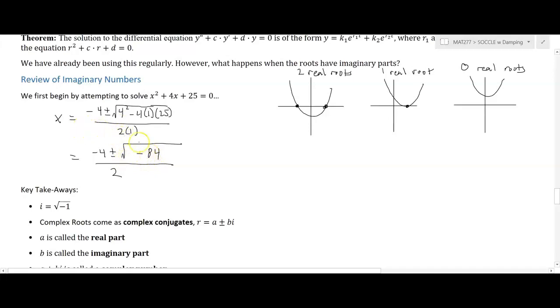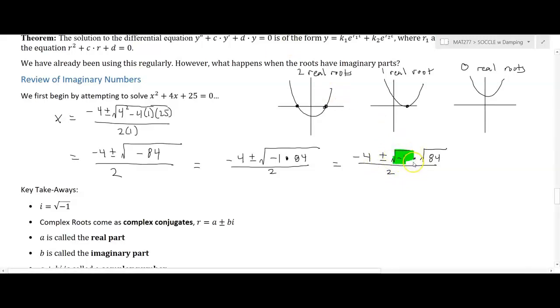So the one thing that I could do here is continue to break this down and write this as negative 4 plus or minus the square root of negative 1 times positive 84, all over 2. Now, if you take the square root of a multiplication of two things, what we know from algebra is that that is the same thing as taking the square root of negative 1, multiplying it by the square root of 84. This does not work if it's addition or subtraction, it's only if it's multiplication or division. All over 2. Okay, now the square root of negative 1, we know that that's an imaginary number.